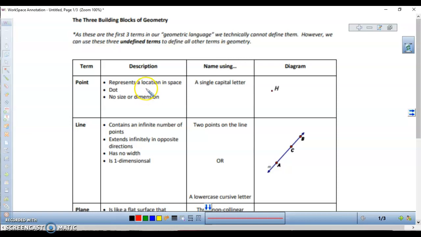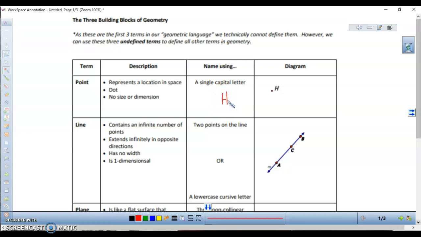And if you look around you in your room right now, there's an infinite number of points surrounding you. And the way we represent those is with a little dot. So here is point H. And the reason we give it that little letter, that H, is so we can name it, so you know which point I'm talking about. I can refer to it. And so that is how we name it: point H.